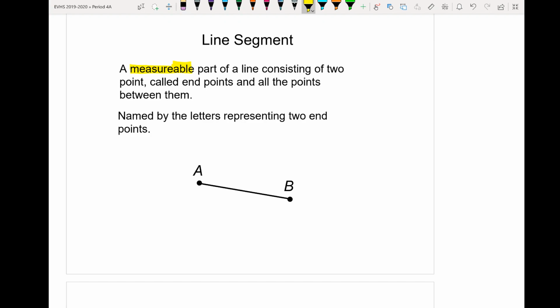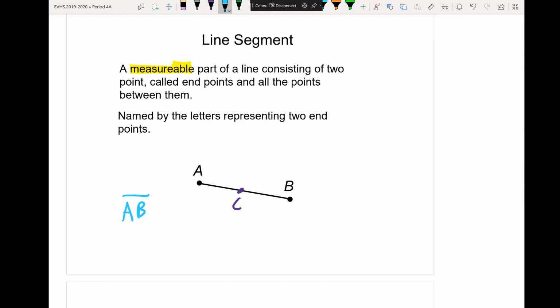Now, as far as what we call them, we name them based on the two endpoints. So we name this one AB with the line segment symbol. Notice the symbol change. There are no longer the two arrows on the symbol. It is just a straight little dash, pronounced segment AB. Also, we only ever name a segment after its endpoints. So if there was a third point C here, we could not name it AC. It has to be AB.